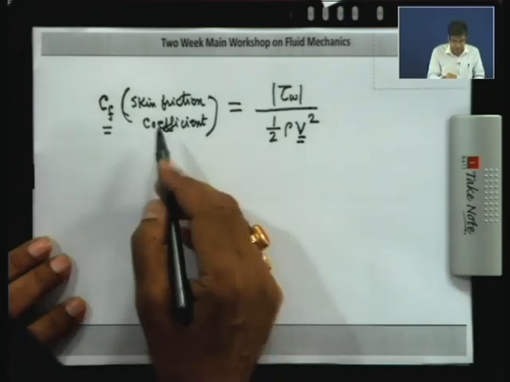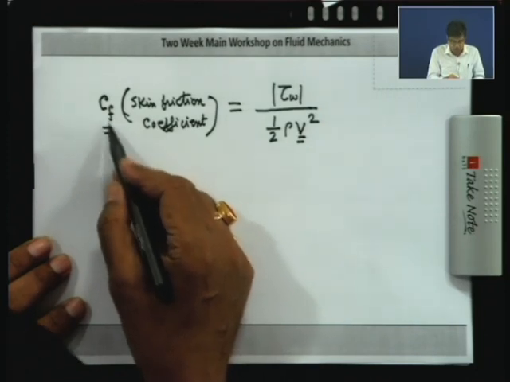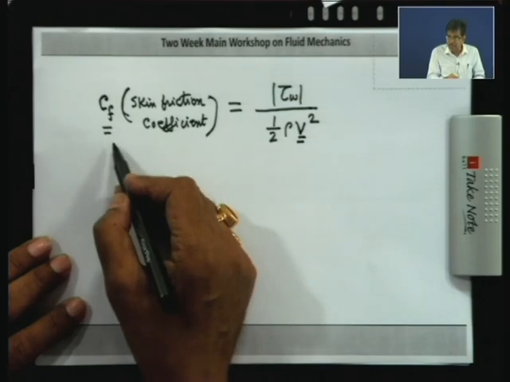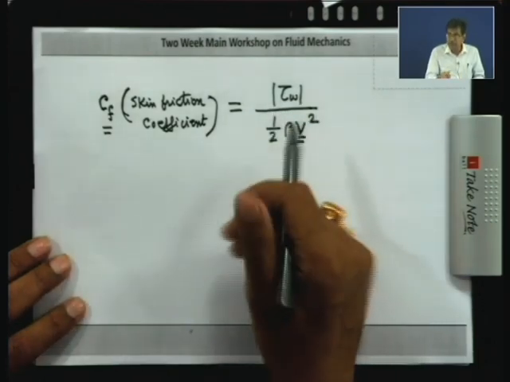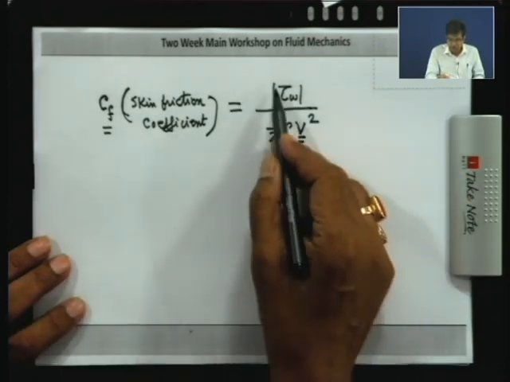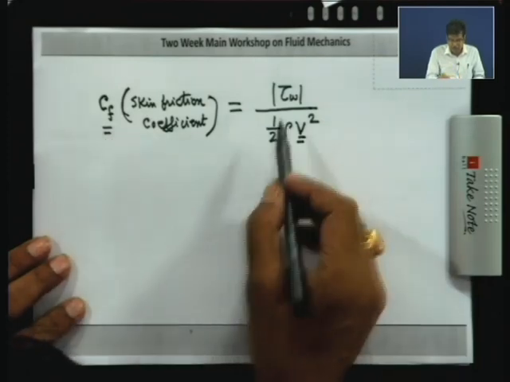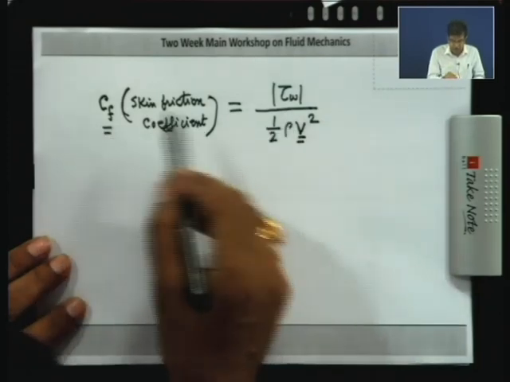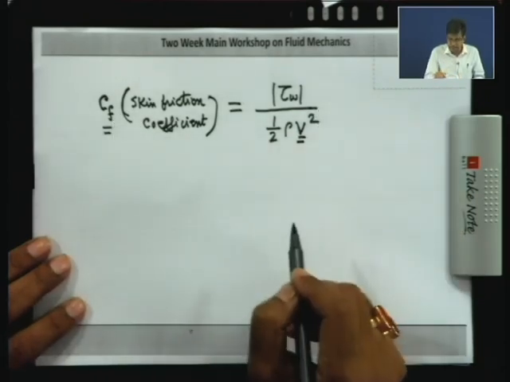And for external flows, sometimes the skin friction coefficient is specified as drag coefficient, since this shear stress ultimately exerts a drag force on the surface. This is also true for internal flow, but for internal flow usually we use the term skin friction coefficient, and for external flow both skin friction coefficient or sometimes drag coefficient, whose basic definition is this.